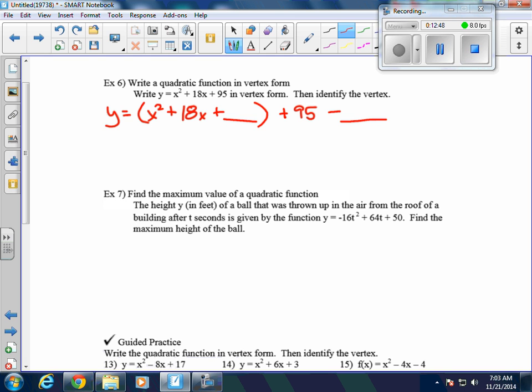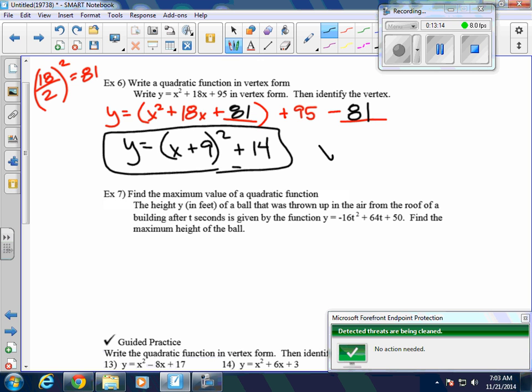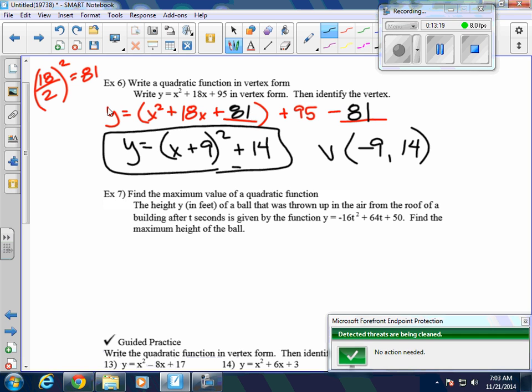So again, we're going to go 18 divided by 2 squared. 18 divided by 2 is 9. 9 squared is 81. So what we're going to do is add 81 to both sides. And so really this is going to be x plus 9 squared plus 14. And it is in vertex form. And now the vertex is the ordered pair negative 9, 14.